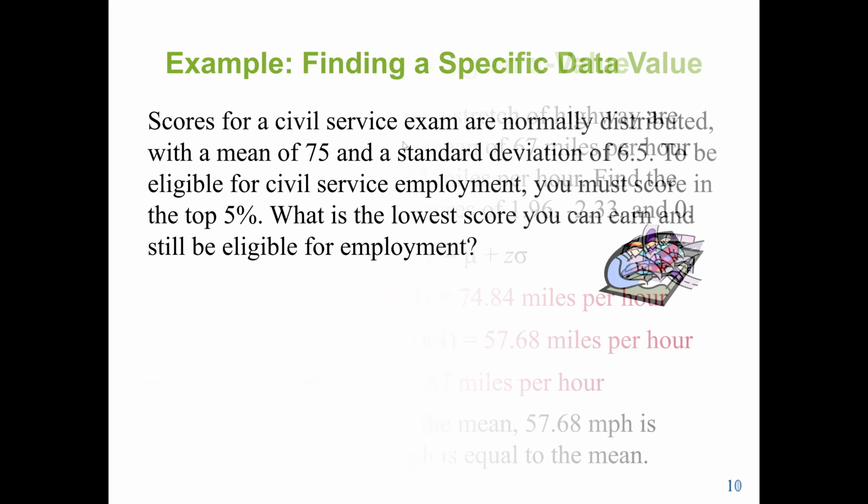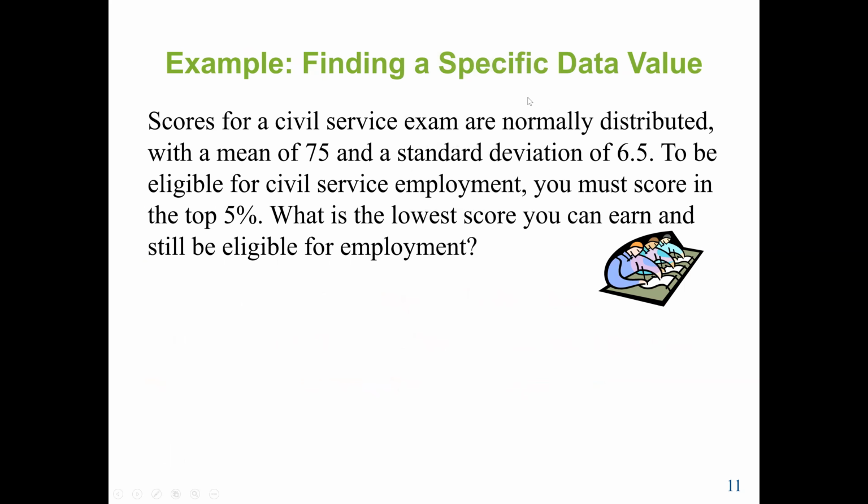Okay, let's see one more example. Here they say we should find a specific data value. The scores for a civil servant's exam are normally distributed with a mean of 75 and a standard deviation of 6.5. To be eligible for civil servant's employment, you must score in the top 5%. What is the lowest score you can earn and still be eligible for employment? So the lowest score in this case will be our random variable x.